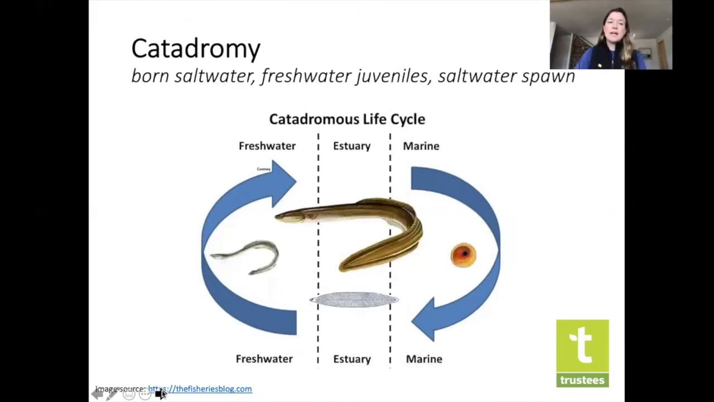Okay, next we have catadromy. Catadromy is the exact opposite of anadromy. That's the main thing to remember. Catadromy is the fish is born in saltwater, heads to the freshwater as a juvenile, and then back to the saltwater in order to spawn and reproduce when it's an adult. An example of a catadromous fish would be an eel. So again, this is the exact opposite of anadromy. Born in saltwater, goes to freshwater, and then back to the saltwater.